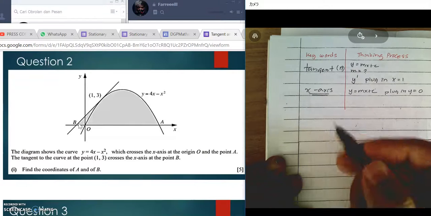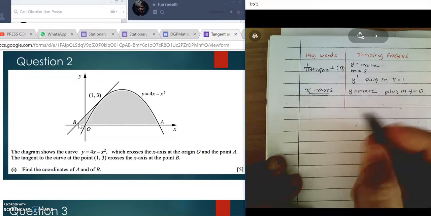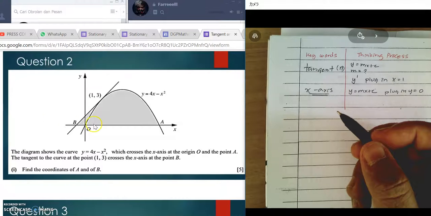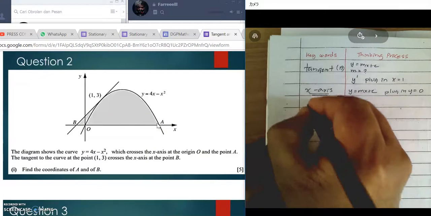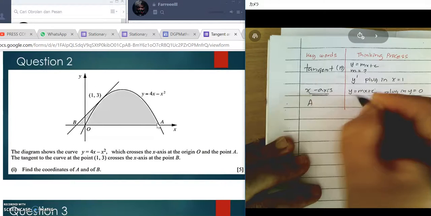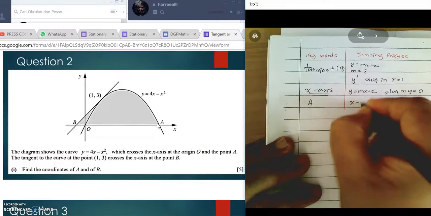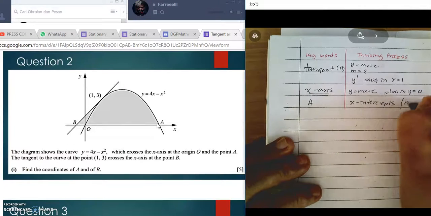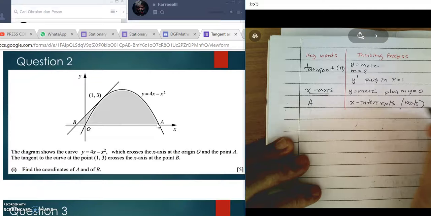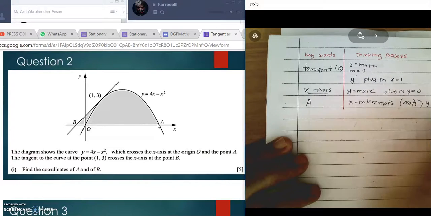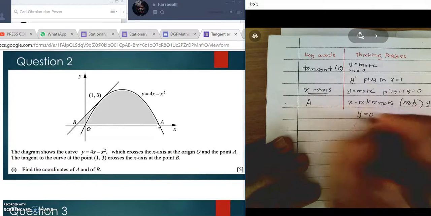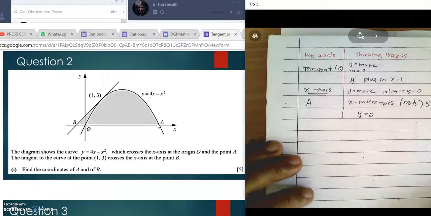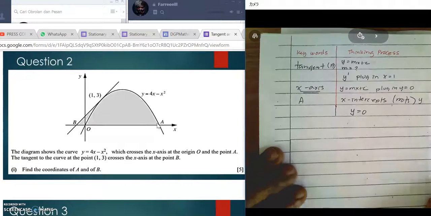And then how are you going to find the point A? The point A is, from this diagram here, the x-intercept. So for you to find the point A, you need to have the x-intercepts, or the roots of your function, the roots of y. That is, y is equal to 0. So that is the complete thinking process. Now let's do our solution.